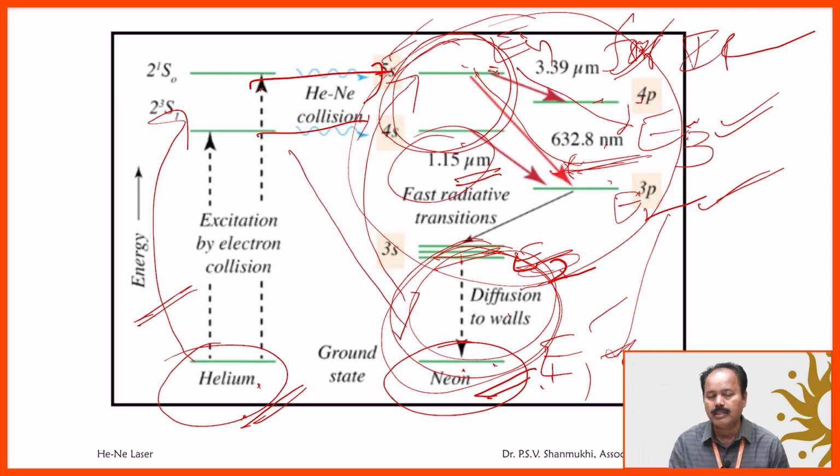But still, there is one drawback. This is not 100% monochromatic. Different wavelengths are there. That's why this is not suitable in communication applications. Whereas we can use it in the industries for cutting purposes as well as welding purposes.